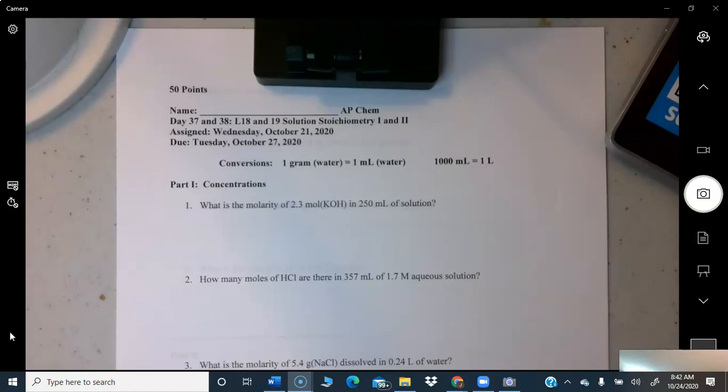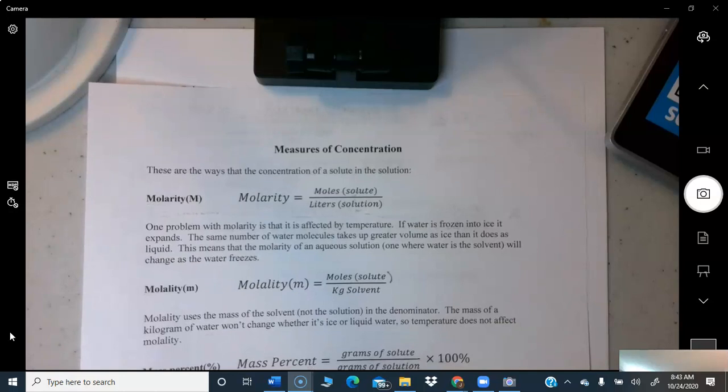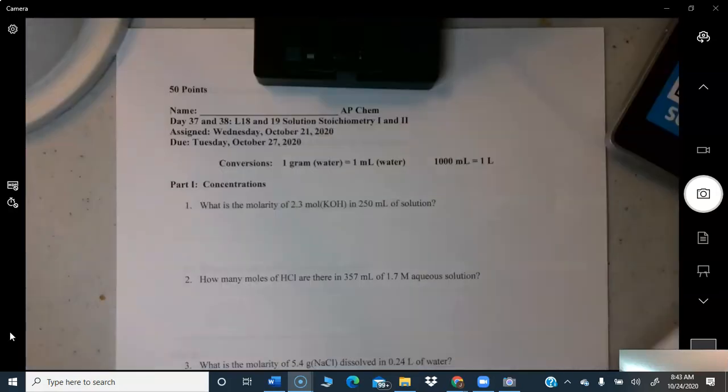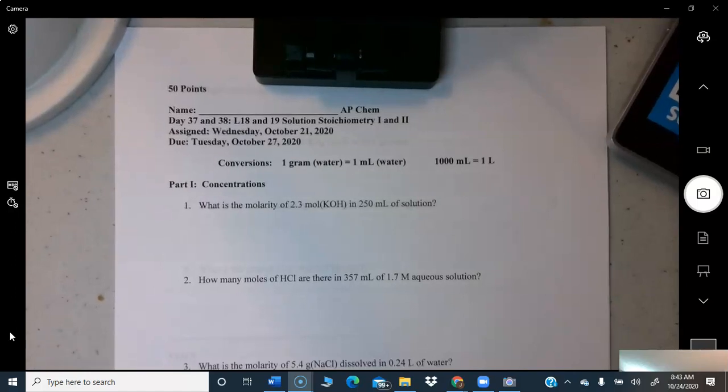Okay, so let's go. For this assignment, you really need 2 sheets. Your measures of concentration, which is in the reference sheet section of Canvas, and just a standard periodic table because you're going to need to figure out some molar masses. Okay, so let's go ahead. So it says, what is the molarity of 2.3 moles of potassium hydroxide in 250 milliliters of solution?